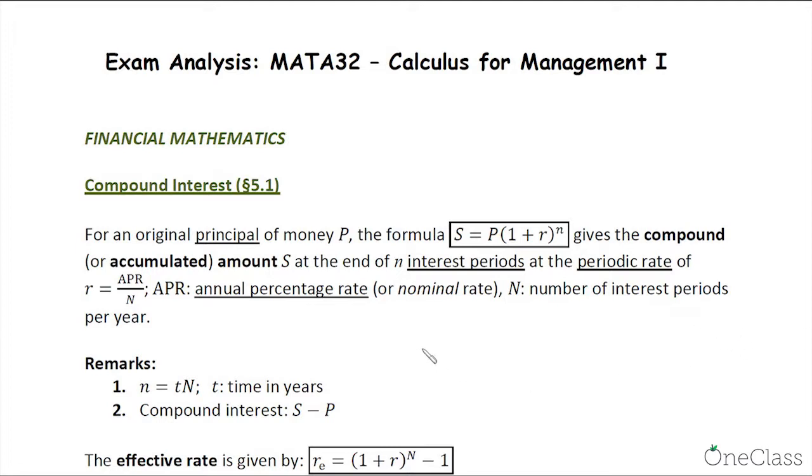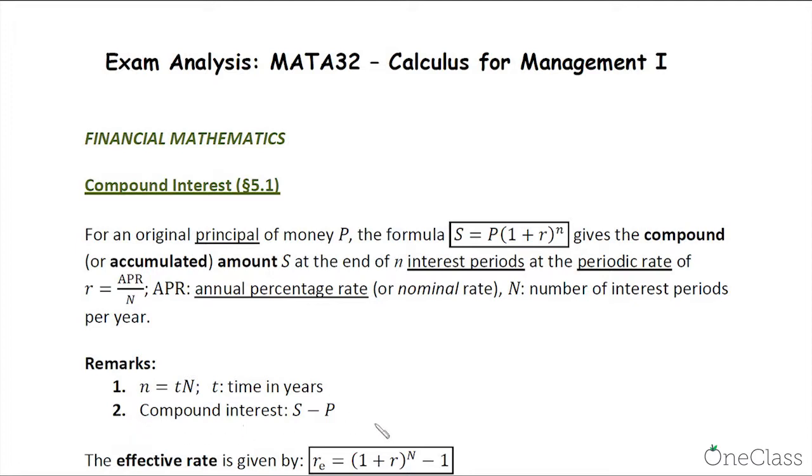Paying attention to units of physical quantities is very important, especially when you're plugging these quantities into a formula. You have to know how the units cancel out. Here, the first remark shows you just that. Little n can be defined as the time t in years, times big N, the number of interest periods per year. So if time t is in years and big N is per year, then the years cancel out, giving you just a number without any significant units. So this is n interest periods. So you see how that works.